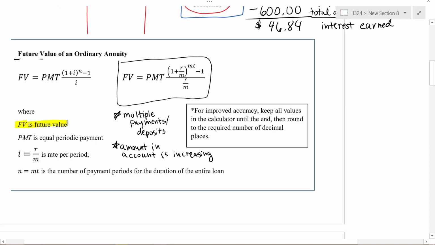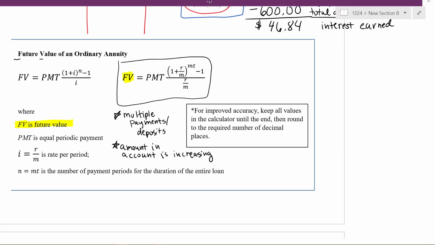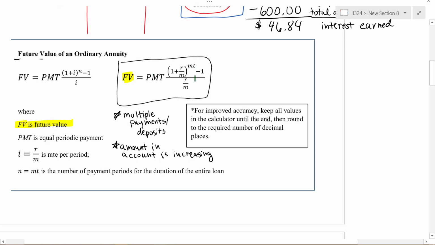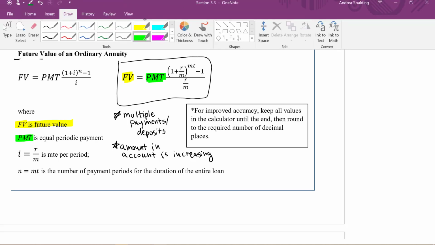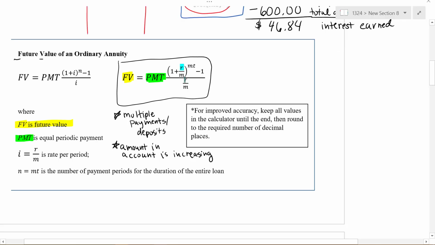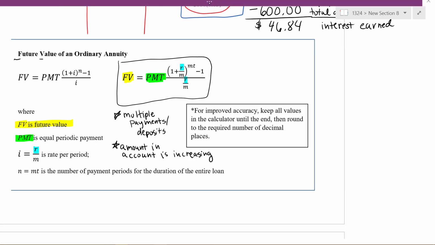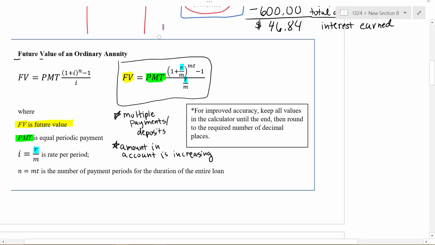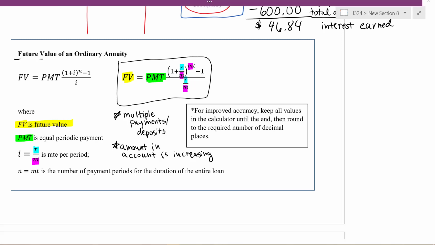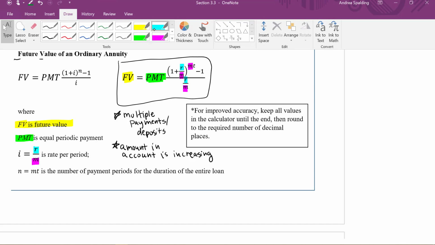So FV, we said, stands for future value, so that's how much will be in the account in the end, including all payments and interest. The payment, the equal payment that you're making every period, that's going to be represented by PMT. The R value, again, is that interest rate written as a decimal. The M value is the number of times per year that you are having interest calculated or making deposits. So that turns out to be exactly the same thing. All right, and the T value is the length of time in years.